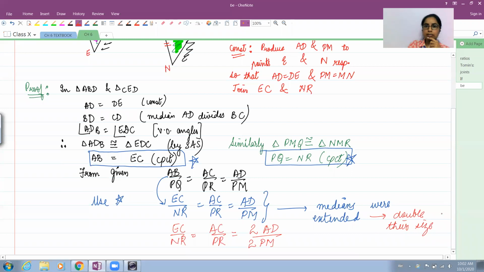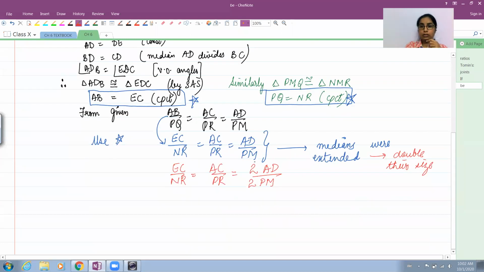This is something what I said initially. कि जब हमने मीडियंस को एक्सटेंड किया था, इस तरह से एक्सटेंड किया था कि उनका साइज डबल हो जाए. जितनी मीडियन है, बाहर वाला एक्सटेंडेड पार्ट उतना ही है. So the total length is actually double the median. I hope that makes sense to you. Ma'am, how do I have double here? Because the medians were extended in such a way that their size was doubled. That's why I have written 2 here.